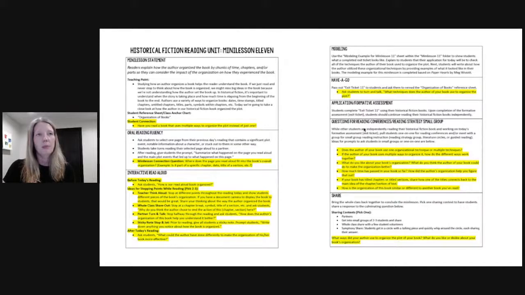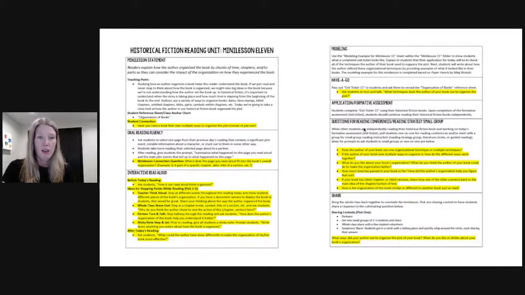When we move on to the next piece, the oral reading fluency, where students are reading one page of their book aloud to a partner, I also have a mini lesson connection question that's coming back to the mini lesson statement, and it's in regards to that page they read aloud. So for this mini lesson, where does the page you read aloud fit into the book's overall organization? For example, is it part of a specific chapter, date, title of a section, etc.? So students are sharing where that fits into the organization of their book.